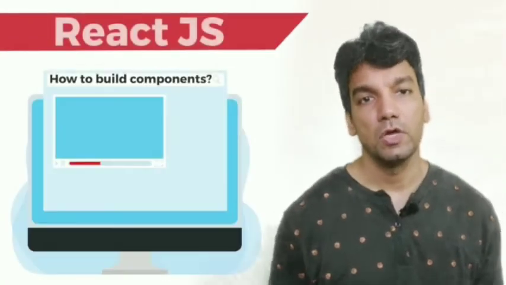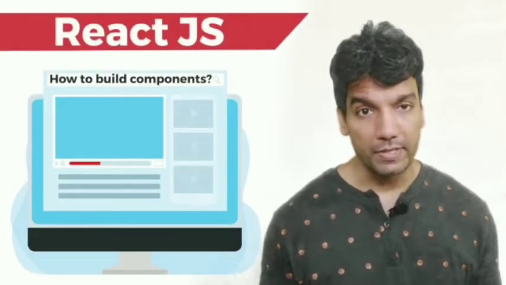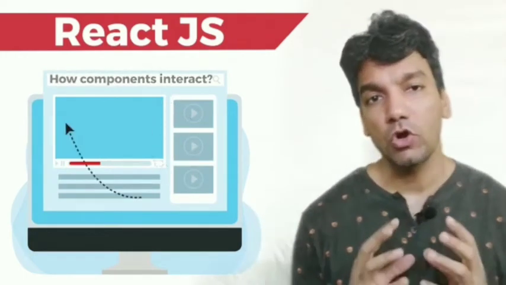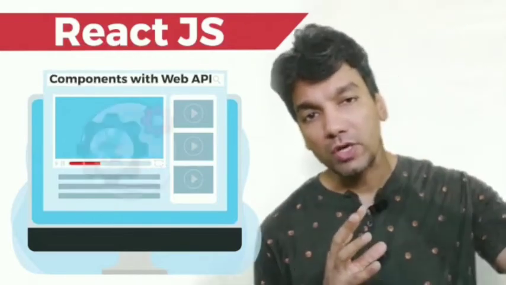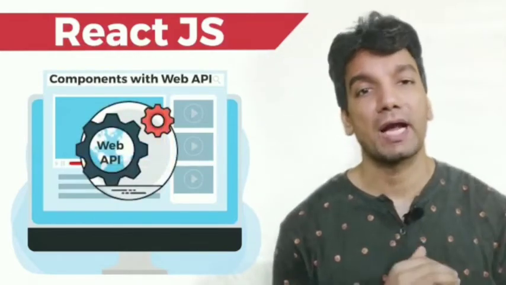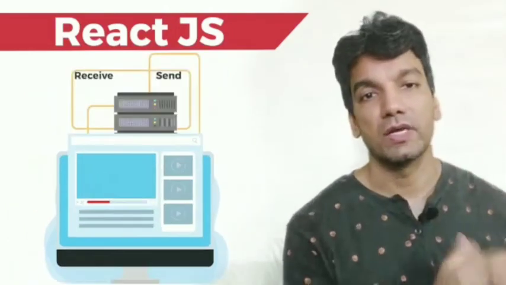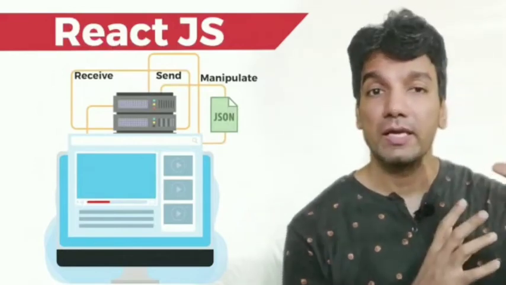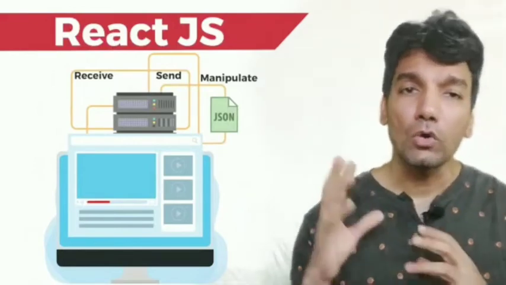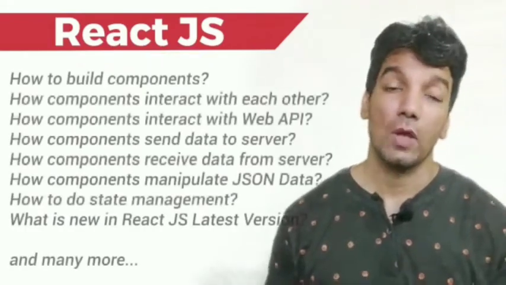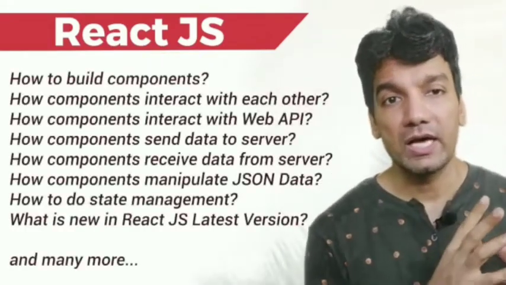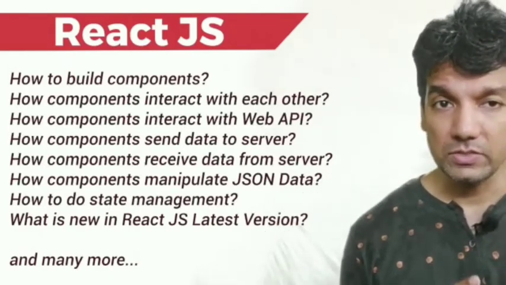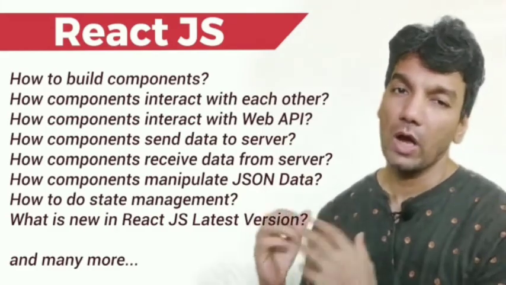In the React.js course, we are going to cover how to build the components, how the components interact with each other, how the components talk to the web APIs, I mean how they interact with the backend, how they send data to the server, how they receive data from the server, how they manipulate the data which is coming in a JSON format, how to do state management, and what is new in the latest React versions. So these are the things which we are going to cover, including how to connect with Firebase.